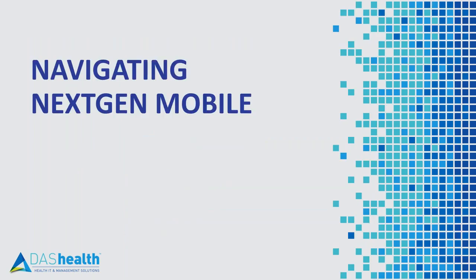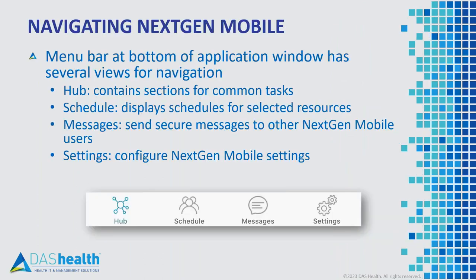All right, so we're going to start by taking a look at how you can navigate within the mobile app. When logged into the mobile app, at the bottom there's going to be a menu bar. This makes it pretty simple to get around in the application. The first button at the first view is called the hub. This hub is the main landing page, so when users open the application, they can navigate through some of those commonly used features.